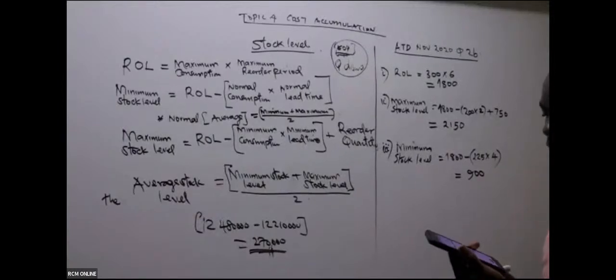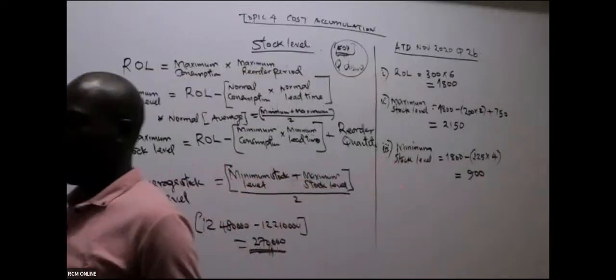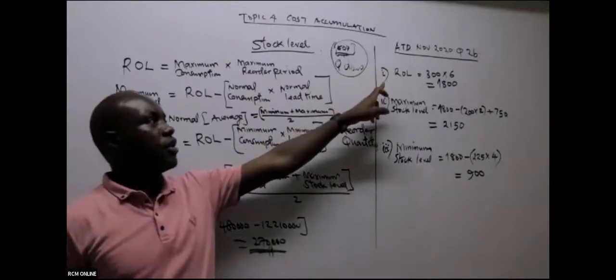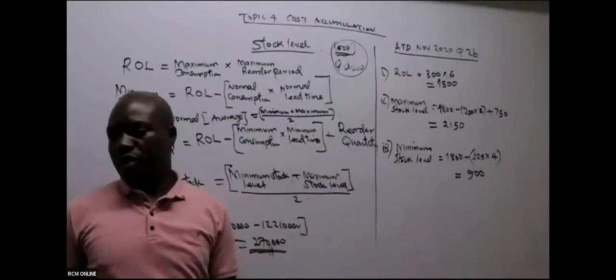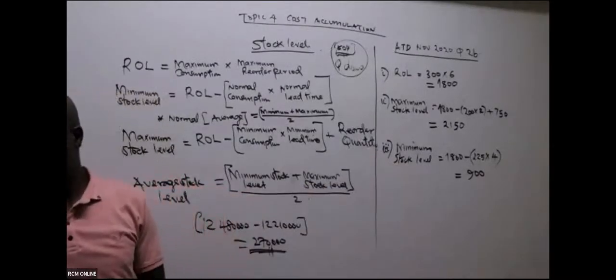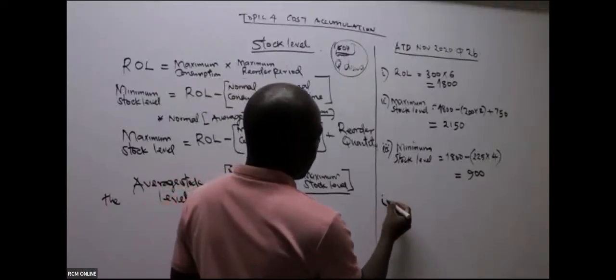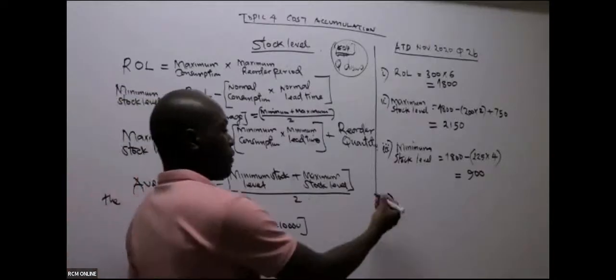$900. Good. Do you think there's any need for us to do another question with the same pattern that wants you to get reorder level, maximum stock level, minimum stock level? Do you think there's need to do another question of the same kind? Will it add any value now that we have this? Don't think so. Let's just summarize with the average stock level.